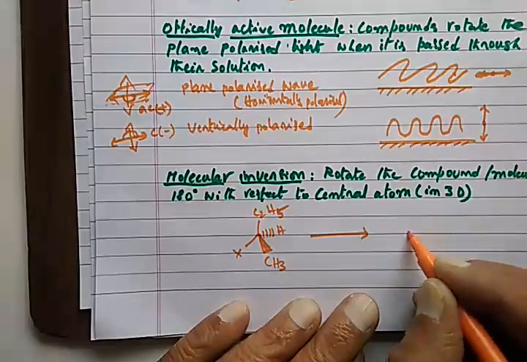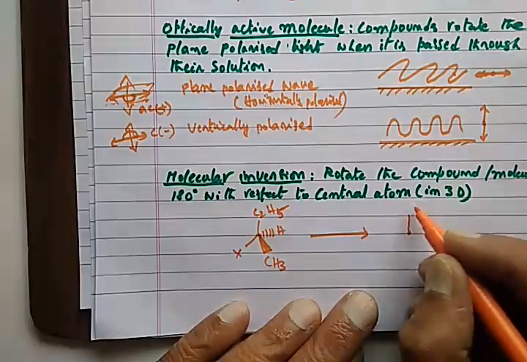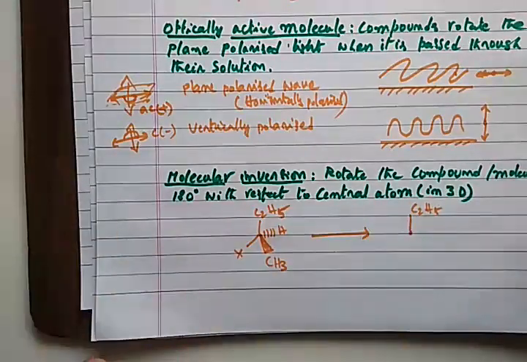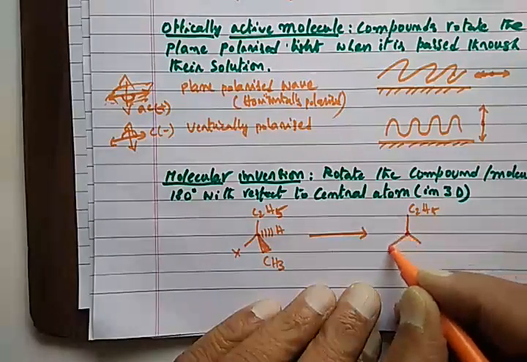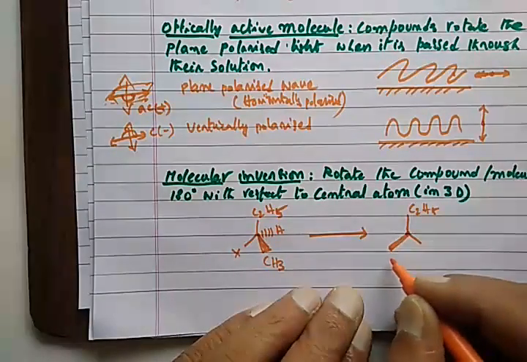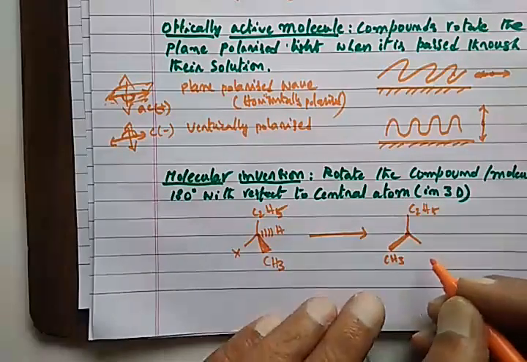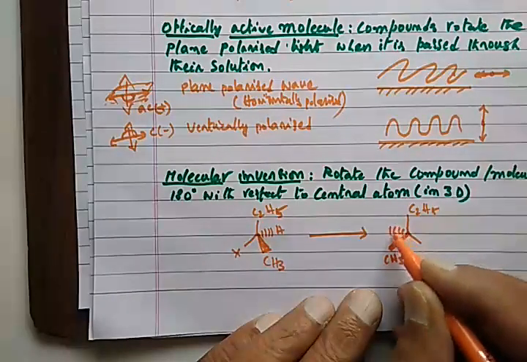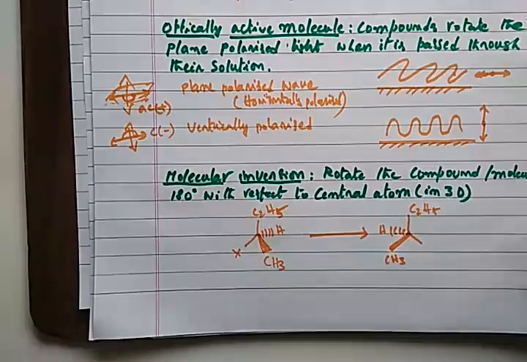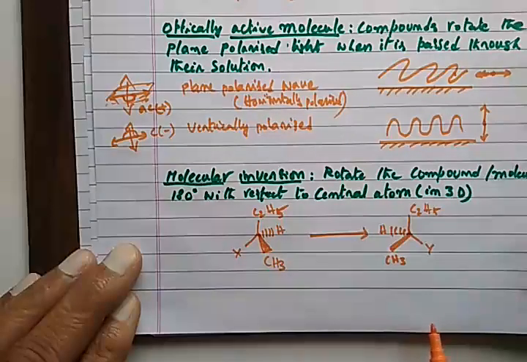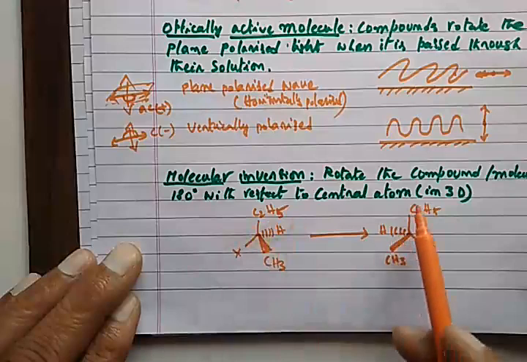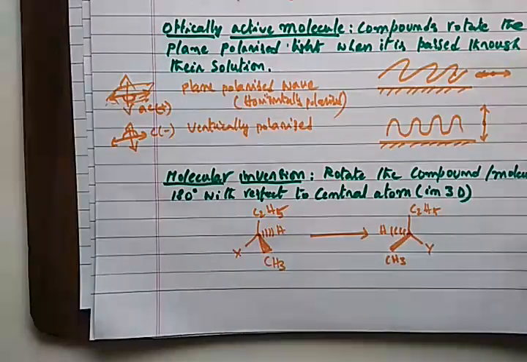If it gets rotated like this, this remains the same because horizontally you are rotating. So this side, the CH3 will come here, and H will go here. So rotate the compound or molecule 180 degrees with respect to the center of the atom. If you rotate the center of the atom, then it is called molecular inversion.